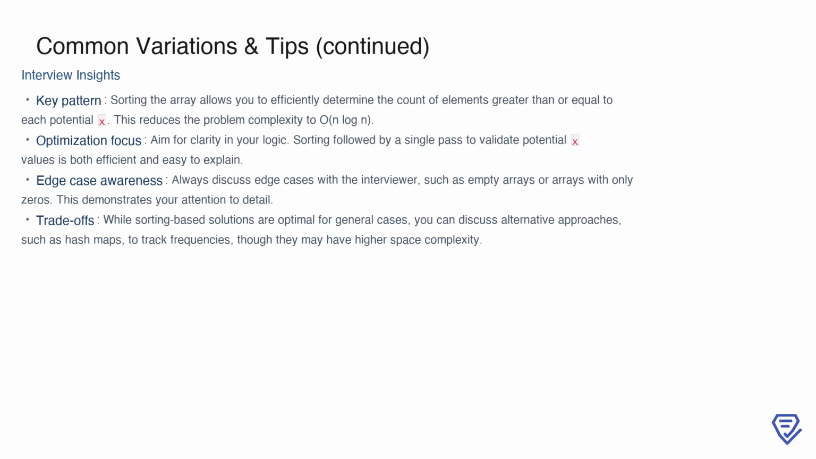Additionally, discussing trade-offs is important. While sorting-based solutions are typically optimal, you could also mention alternative approaches, such as using hash maps to track frequencies. These have their own advantages, like avoiding sorting, though they may come with a higher space complexity. Being able to discuss these trade-offs thoughtfully can leave a strong impression.